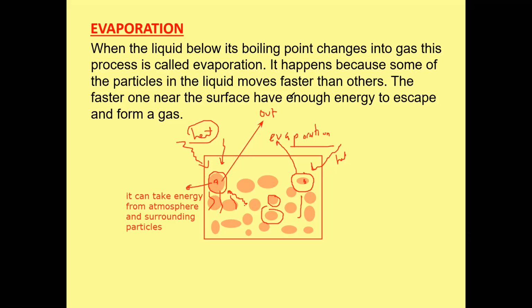The rate of evaporation may vary. At a higher temperature, if the surrounding is at a high temperature, then evaporation will be faster. If the surrounding is at a low temperature, evaporation will be slower. But evaporation can occur at any temperature. The rate will be different, but it can happen at any temperature.